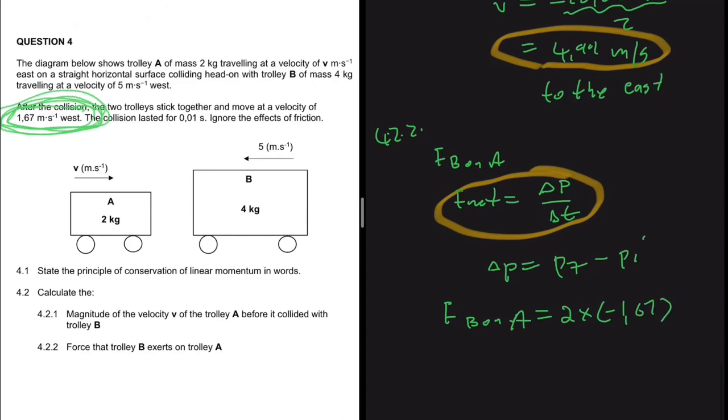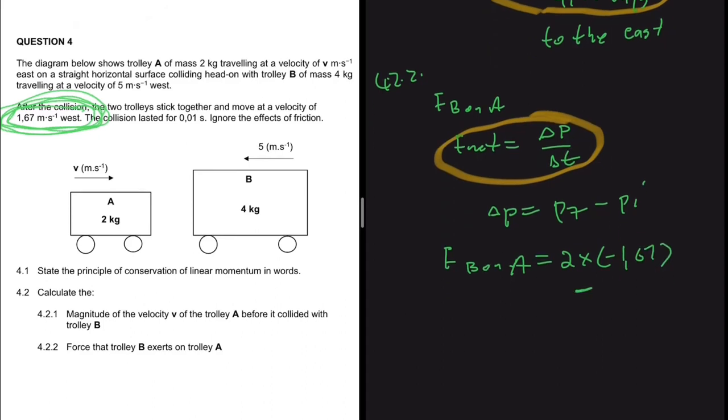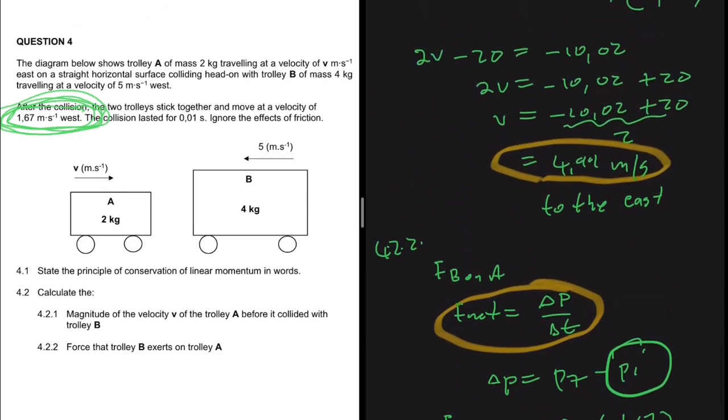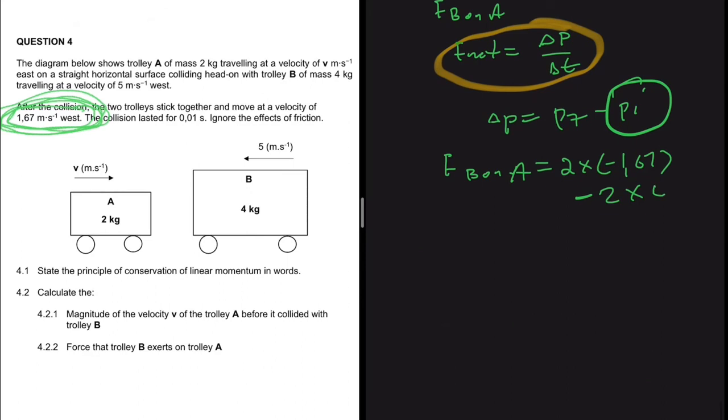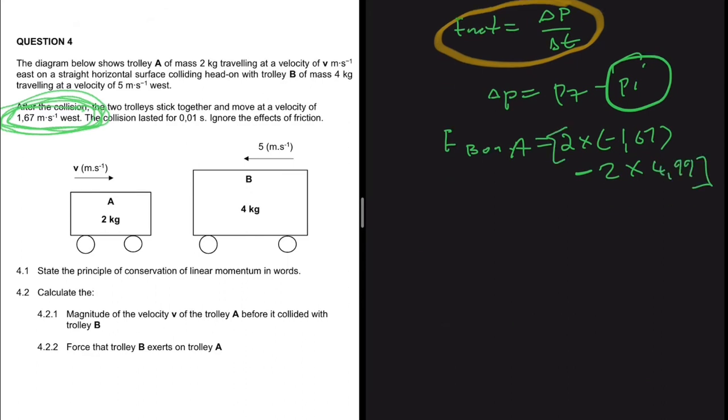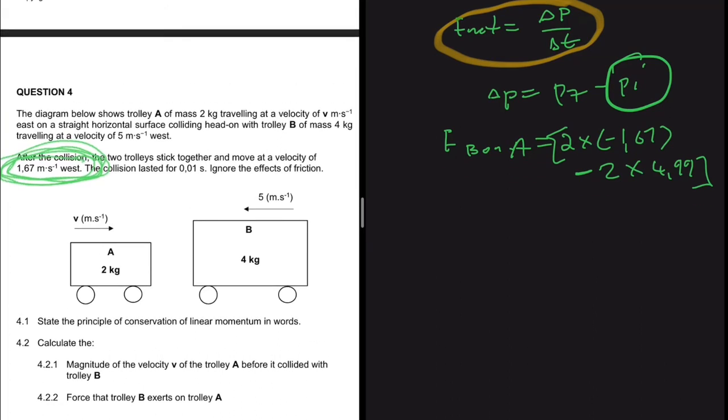So we have minus 1.67, and then minus the initial momentum. So we have 2 kg again multiplied by the initial velocity. We just calculated it here, it is 4.99. So we multiply by 4.99, and then we divide everything by the time the collision takes. The collision lasted for 0.01 second, so everything divided by 0.01.